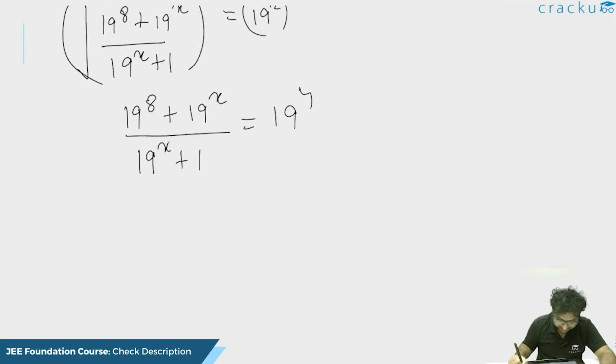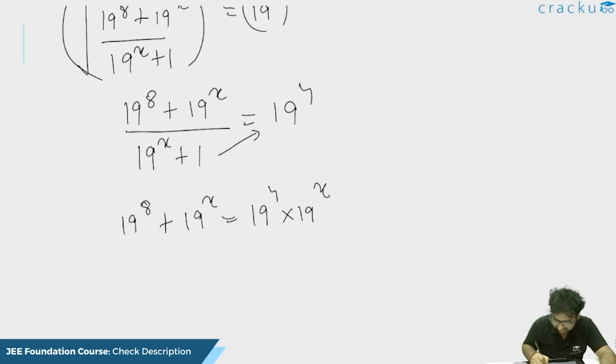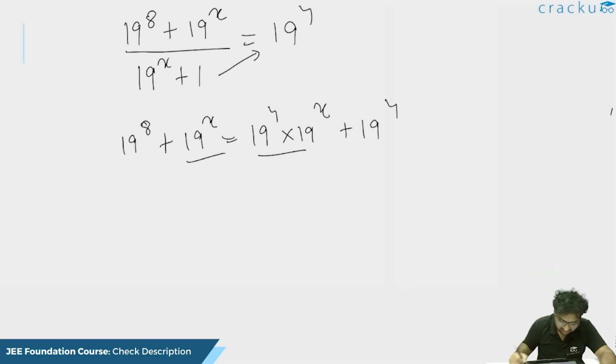Okay. Now I will cross multiply. So this will go here. So 19 to the power 8 plus 19 to the power x is equal to 19 to the power 4 into 19 to the power x plus 19 to the power 4. Now I will take 19 to the power x to one side and the constants to the other side. So this would be what?